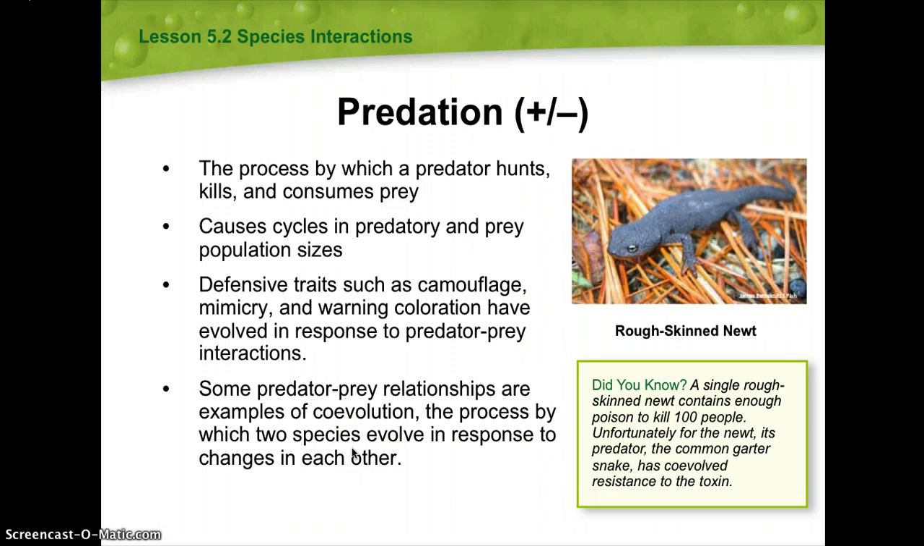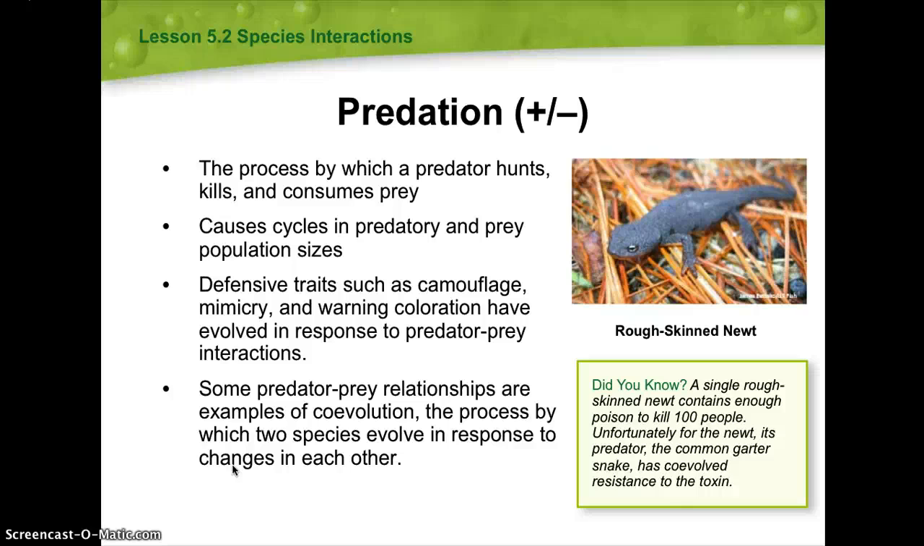All right. So, predation. Predation is a process by which predators hunt, kill, and consume prey. It causes cycles of predator and prey populations, and as predation defense mechanisms, traits such as camouflage, as you would see in zebra, are camouflage for the grasslands. You have the camouflage of deer going with their background colors.